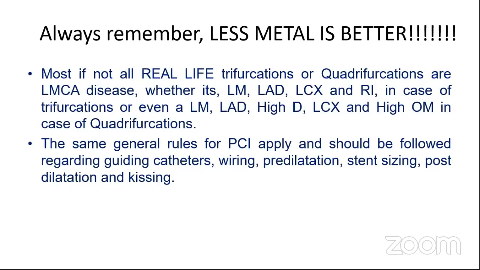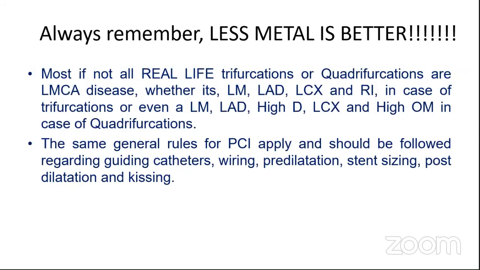The same general rules for PCI apply. Take the guiding catheter that will allow you to pass your equipment. The 6 French allows 2 wires, allows 2 balloons, allows 1 balloon and 1 stent. The 7 French allows 3 wires, allows 2 balloons, allows 2 stents. So you need to know what you need to pass, and then you will decide according to your guiding catheter. Make a very good predilatation, as you have seen here, predilatation of the diagonal artery spared us a stent in the diagonal after stenting the left main LAD.